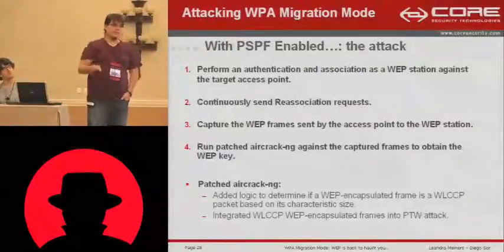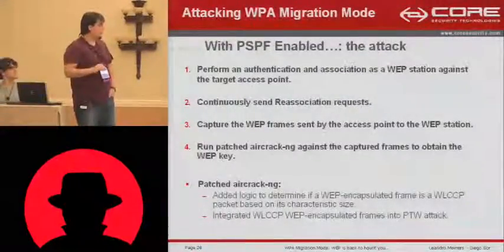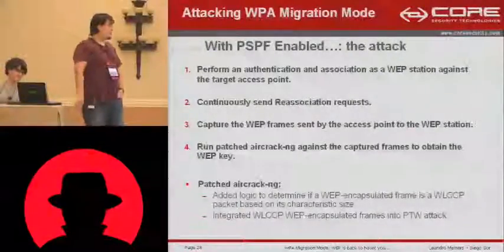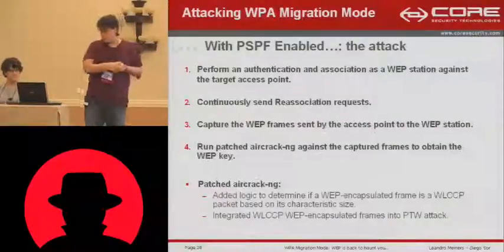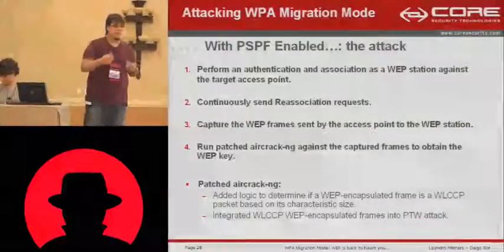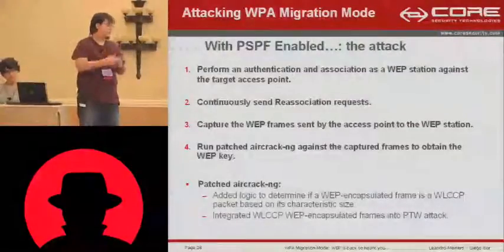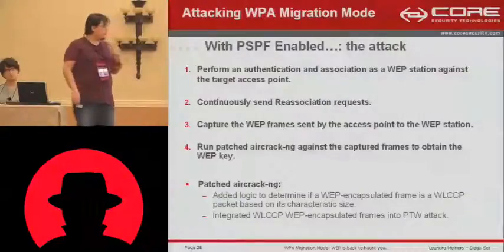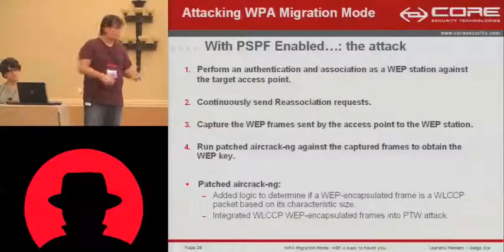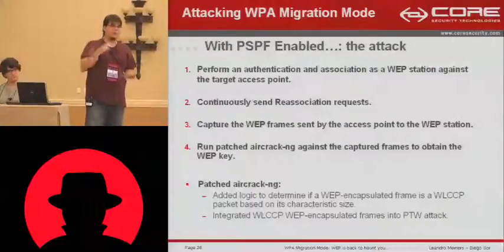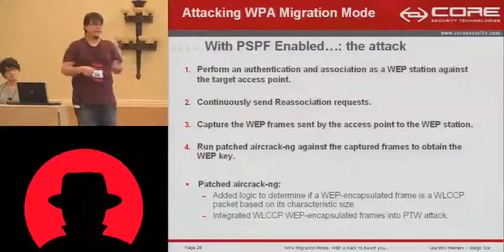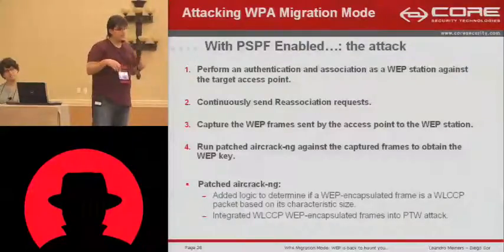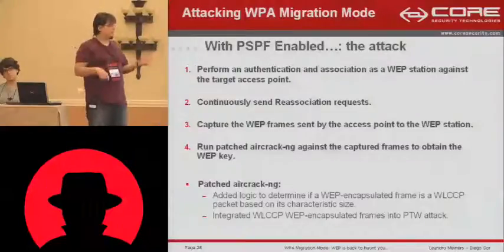Crack the WEP key using a mode with a good chance with 80,000 packets, which is a lot lower. So we added to aircrack the logic to find WLCCP packets based on their size, because since they're WEP encapsulated, one of the few parameters we have is their size, and we added to aircrack the possibility of doing the cryptanalysis on these packets. As I said, the first bytes of these packets are fixed, so we know them beforehand. So we added this information to aircrack so that the cryptanalysis could succeed here.